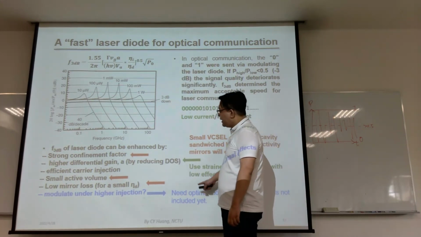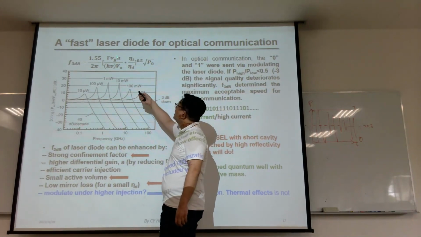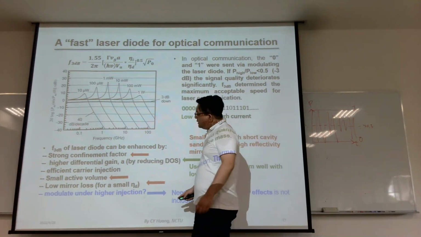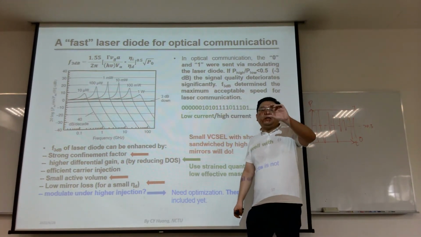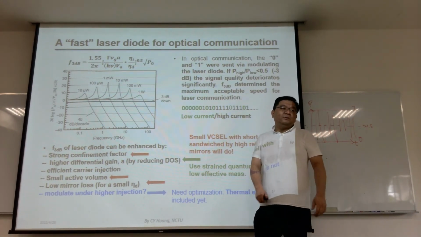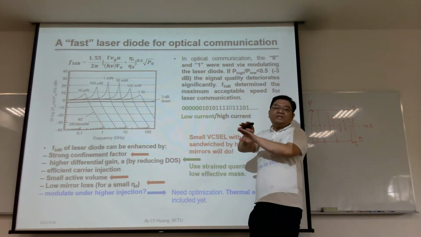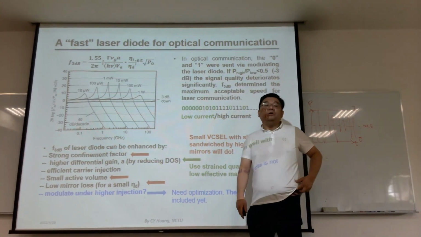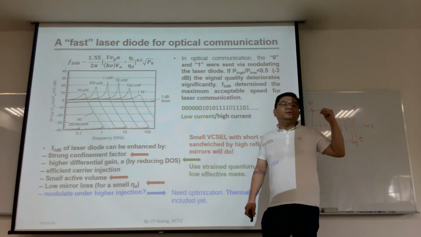Or we can try to increase the differential gain, aka the term A, since it's also in the numerator. To increase the differential gain, you need to inject the same carriers but get more gain. This will be achieved if the density of states is low. If your density of states is pretty high, it will be more difficult to separate the EFC and the EFB, so the differential gain will also be smaller. Maybe you can take a look back at your lecture 6.